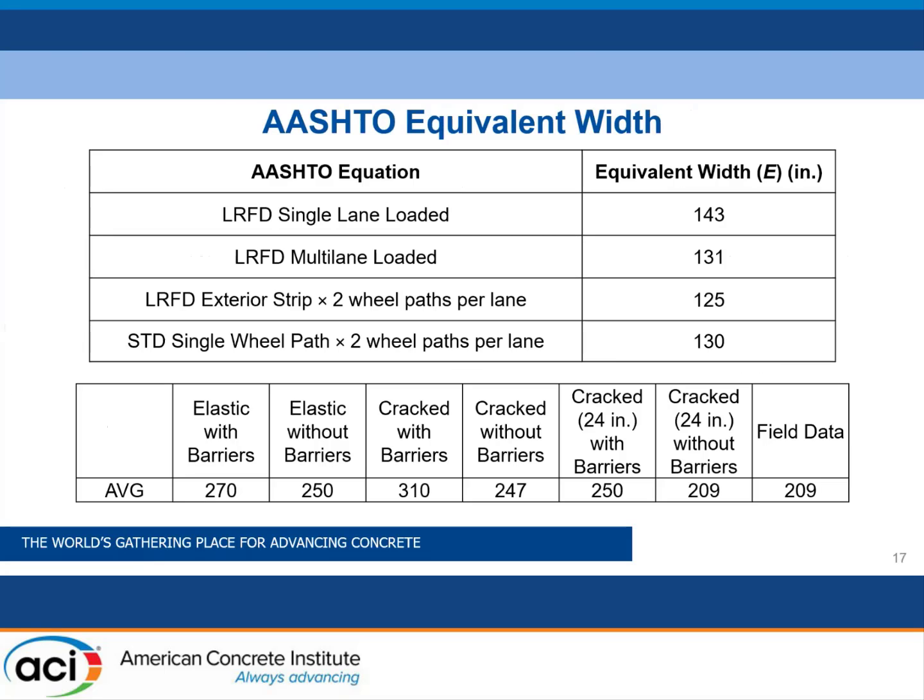So then we took all of these numbers and compared them to the AASHTO equations for equivalent width, and we can see that the equivalent width for a single lane loaded interior strip of the bridge is significantly lower, about 80% lower than the values that we determined from our finite element models and also from our field testing, which shows that the equations are very conservative and result in a very conservative load rating.